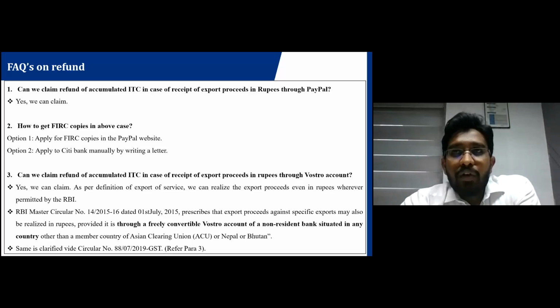Other option is, PayPal has an account in Citibank. Actually, foreign proceeds will be received by Citibank. Citibank will convert the foreign dollars into rupees and credit them to the PayPal account. PayPal will be crediting the customer account. So we can apply to Citibank for the FIRC copies by referring to the UTR numbers of PayPal.